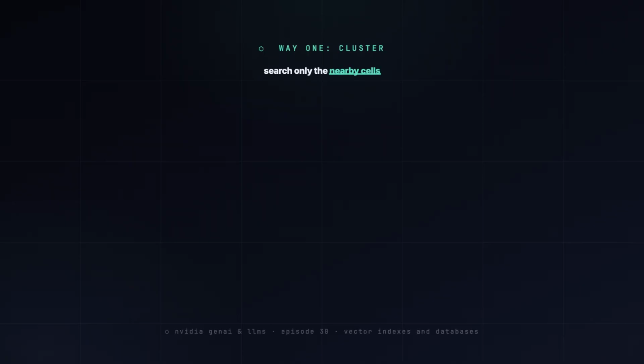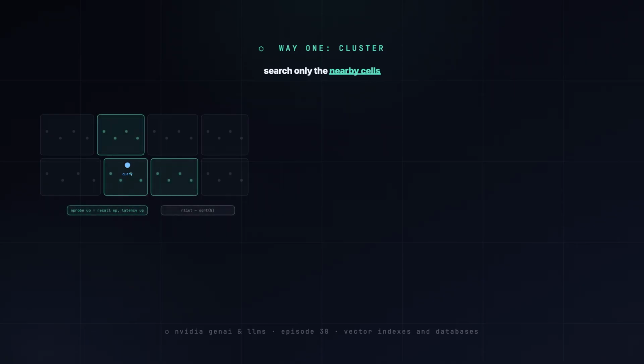Way 1. Clustering. IVF runs k-means to group the vectors into cells, and at query time it only searches the cells nearest the query. The dial is nprobe, how many cells you check. Crank nprobe up, recall goes up, and so does latency. The number of cells, nlist, is roughly the square root of your vector count.